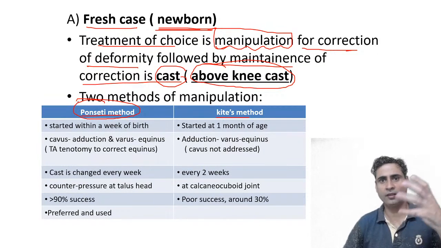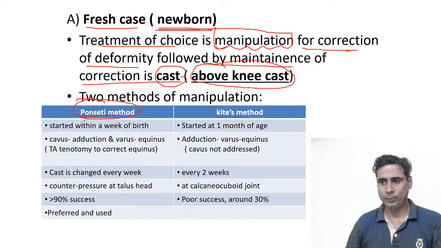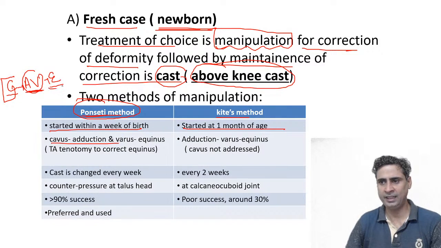So that is why we are following the Ponseti method. In the Ponseti method we start the treatment a week after birth, whereas in Kite's method we start 1 month after the birth. And the sequence of correction in the Ponseti method is CAVE. But remember, in CAVE, A and V are together. First cavus, followed by adduction and varus together, finally equinus.